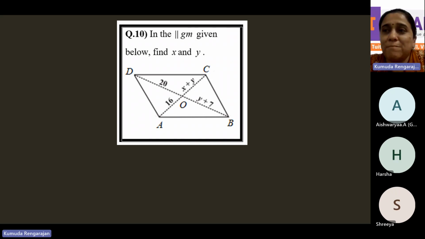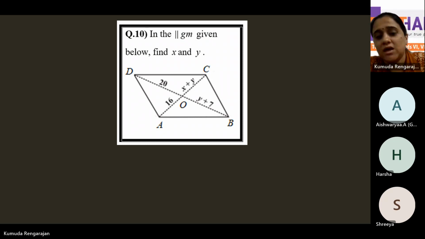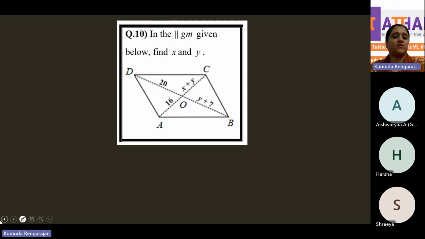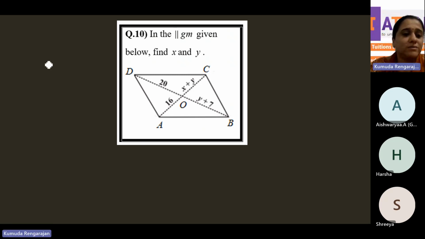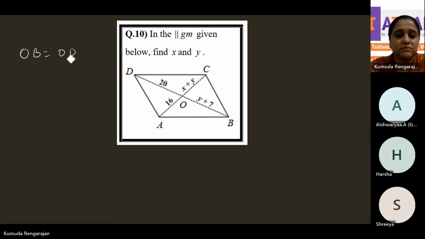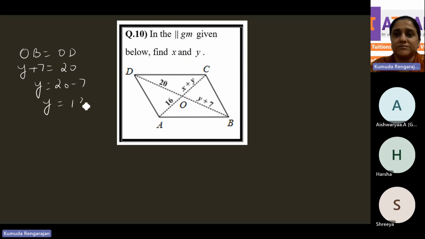Diagonals of a parallelogram bisect each other. OB is equal to OD. OC is equal to OA. Because diagonals of a parallelogram bisect each other. That means OB is equal to OD. So how much is OB? y plus 7 is equal to 20. So y is equal to 20 minus 7. y is equal to 13.